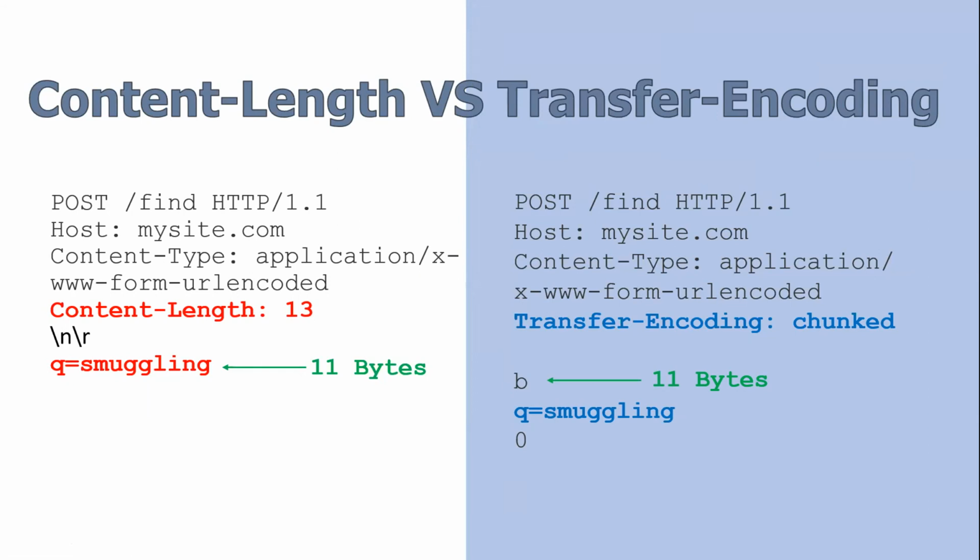Once these 13 bytes are over, my request is done. Whatever comes next is somebody else's request. So the counting is actually like this. Like the Q equals smuggling, that's 11 bytes. And you have /n/r, which according to the RFC of HTTP 1.1 is basically a new line. So they are counted. Each one of these is a byte. So we have content length.